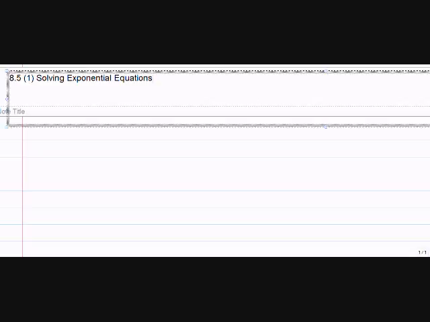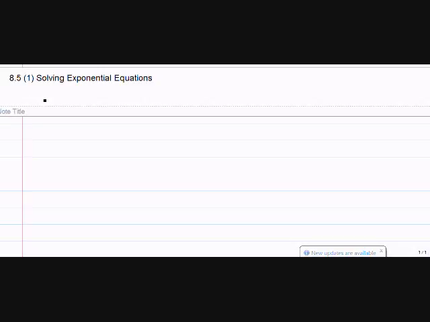Solving exponential equations. Last week we learned how to solve things like 2 to the x equals 2 to the fifth. You said x equals 5. Now we're going to get equations that you can't put in the same base. Although you can solve the same-base ones with this method I'm going to show you.